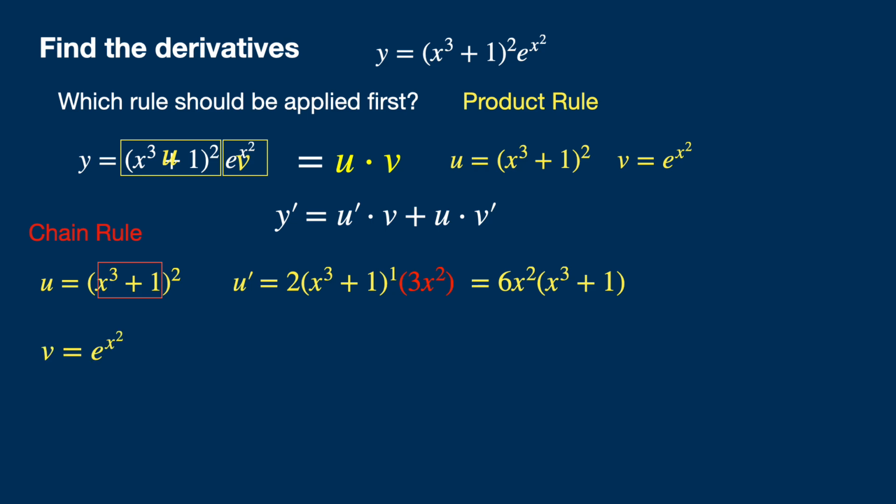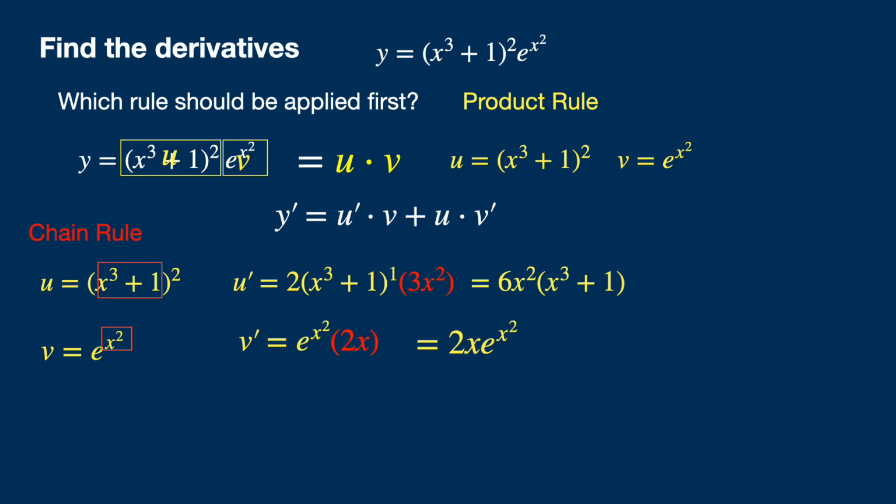Second is v prime, we want to find it, and v is e to the x squared. What is inside the function? That's x squared. So first the derivative of e is e itself, times the derivative of the inside, that's 2x. So v prime is e to the x squared times 2x. Now you find each derivative by using the chain rule.